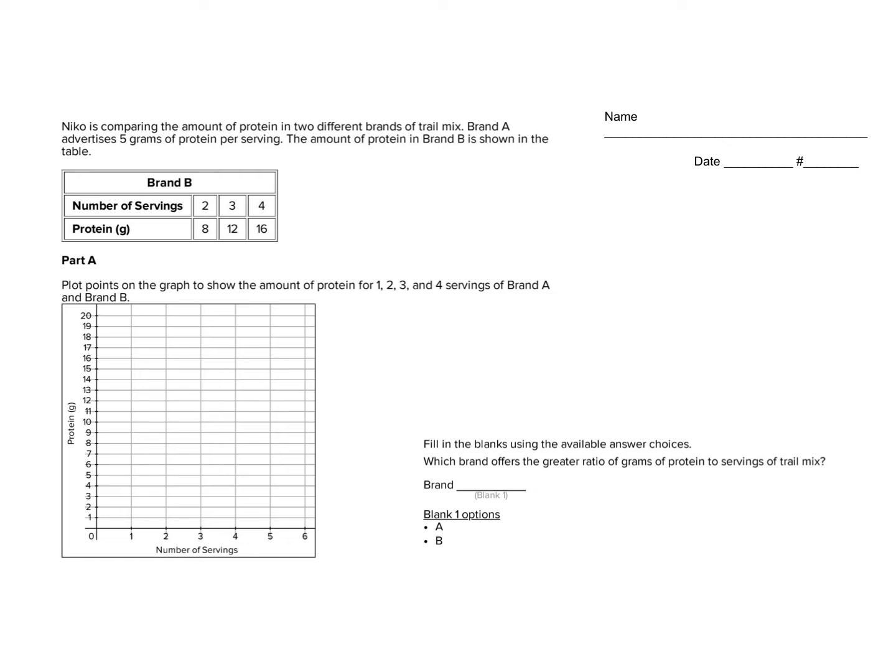So I'm going to pull it out of the words first, and it says brand A advertises 5 grams of protein per serving. So I'm going to organize my information here. I have brand A, and it is 5 grams. I like to write grams over here so I remember what my units are. And servings. I'm comparing two different things here, grams to servings. And I want 5 grams per 1 serving. I'm going to move that 5 and that 1 over a little bit. And then I have brand B.